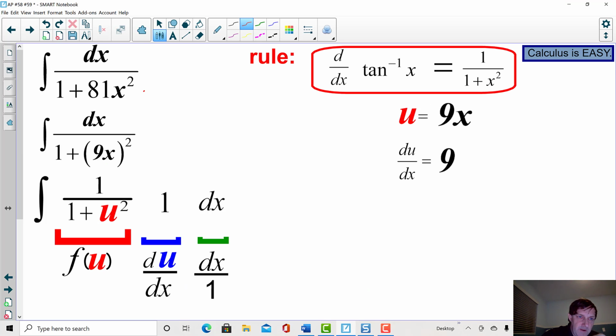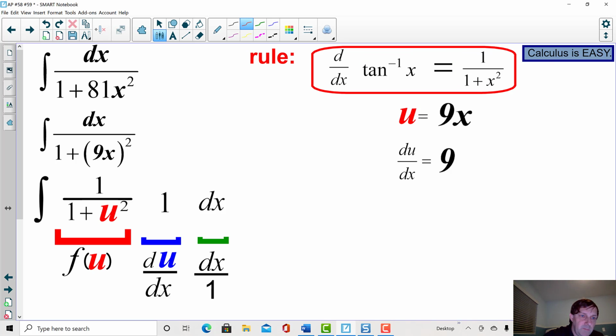Okay, for this one, we cannot choose the bottom for our u because the derivative would be 162x, and we don't have any x's on top. We just have a dx. But we do have this rule that the derivative for tangent inverse is 1 over 1 plus x squared.